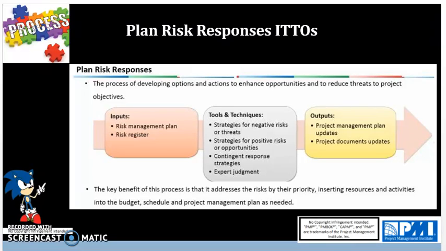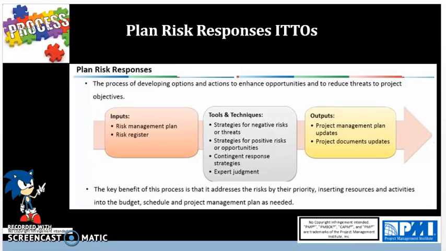And accept is basically acknowledgement of the risk and not taking any actions unless the risk occurs. Active acceptance of the risk is better than being passive, and by actively accepting, you'll have a contingency reserve. Next tool and technique is strategies for positive risk or opportunity.